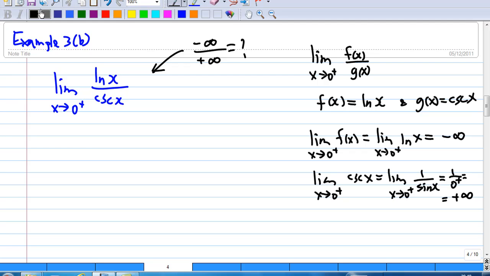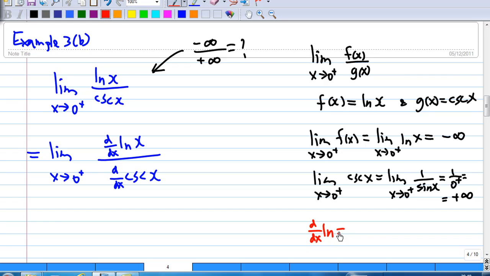By using L'Hopital's rule, this is equal to the limit as x goes to 0 plus of the differentiation of ln x over the differentiation of cosecant x. So let's recall, what is the differentiation of ln x? It is 1 over x. How about the differentiation of cosecant x? If you check the table, this is equal to negative cosecant x cotangent x.